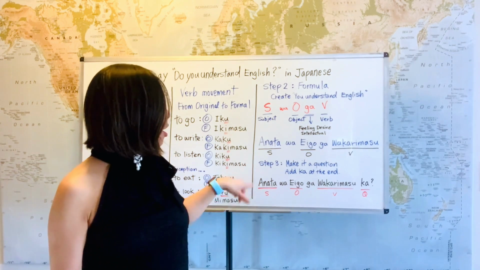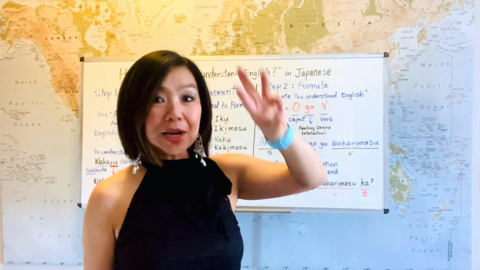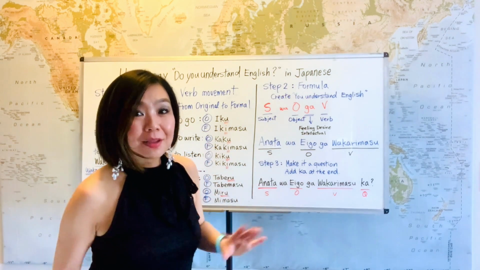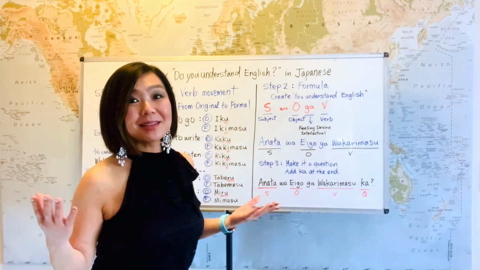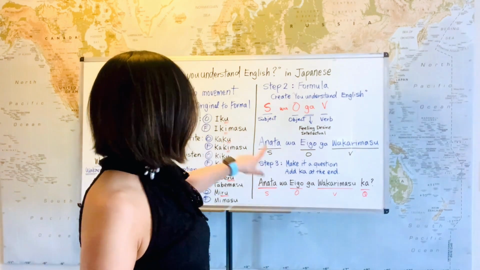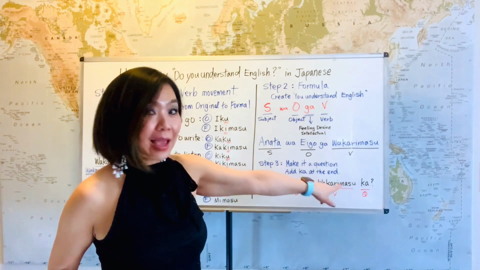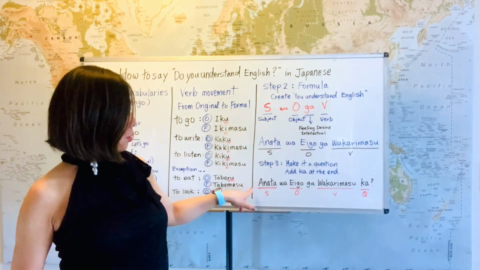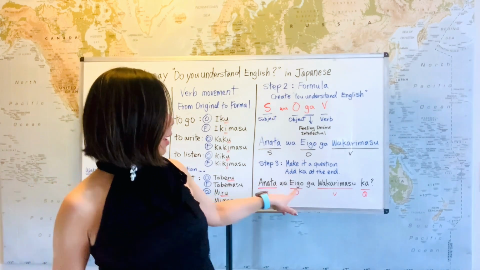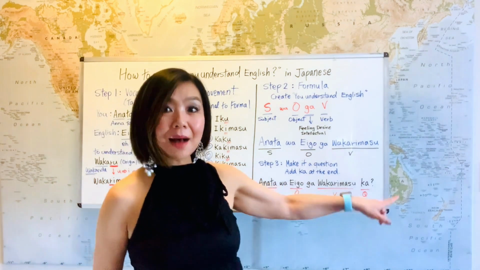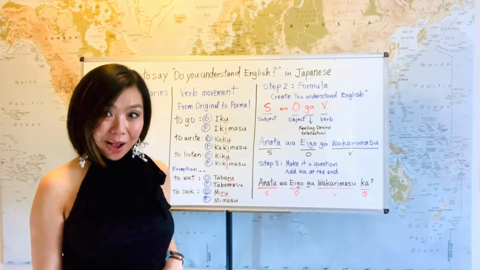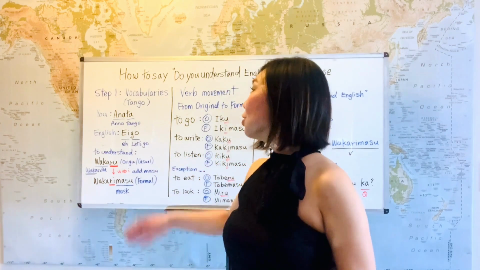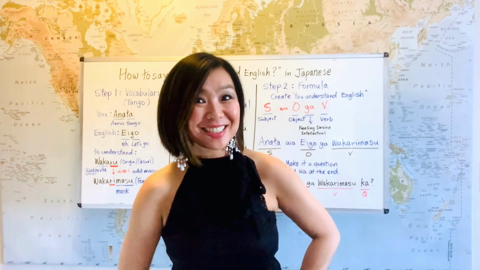All right. Now, final step, step 3. So we're going to make this sentence a question. Do you remember how to make the sentence a question? That is, you're going to add ka at the end. That's it. You're going to add ka right here. Okay. So we say, あなたは英語がわかりますか? あなたは英語がわかりますか? So that's how you can create this sentence. Do you understand English in Japanese?